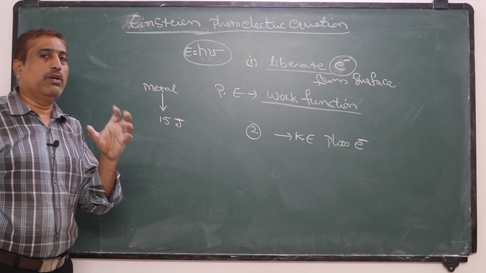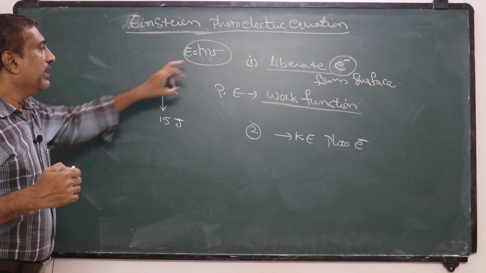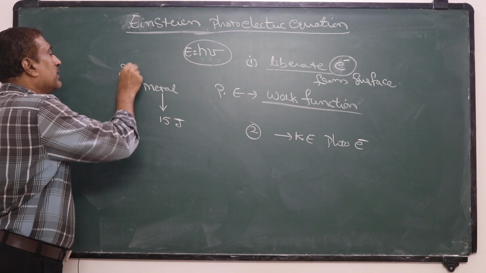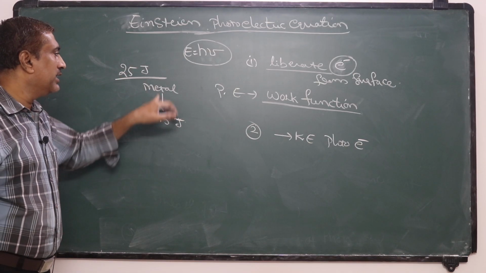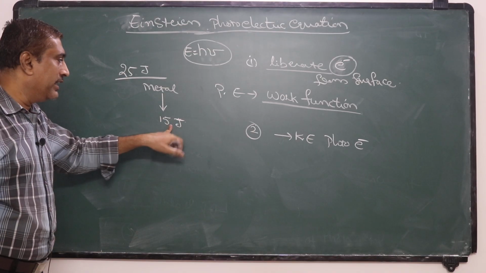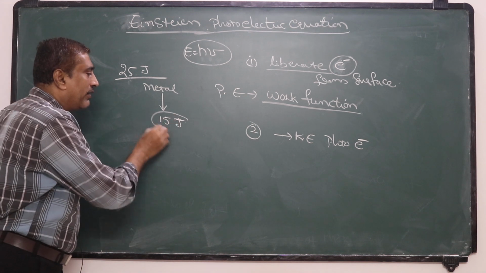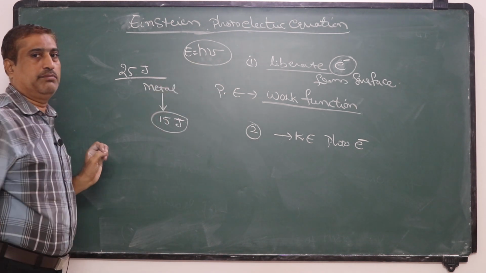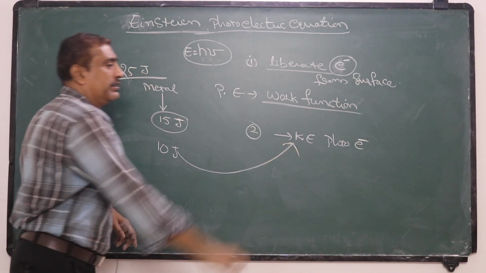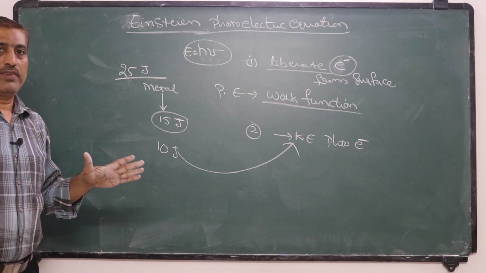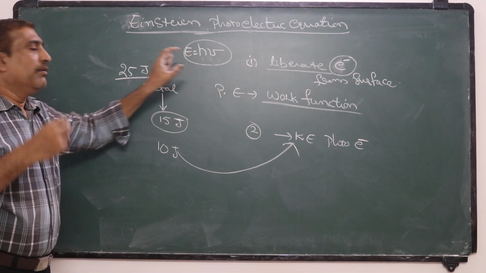Assume that 15 joule of energy is required to liberate an electron from the metal surface. Now, if a light photon of energy 25 joule is incident on it, then in this 25 joule of energy, 15 joule is used to liberate the electron, and the remaining 10 joule goes to the kinetic energy.